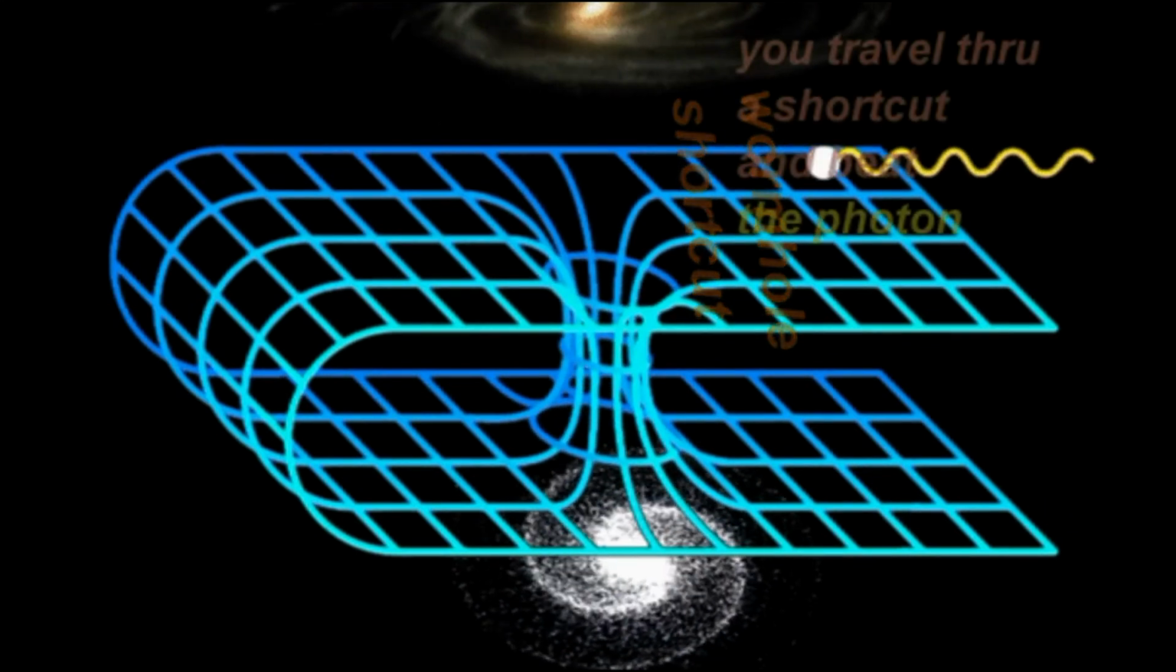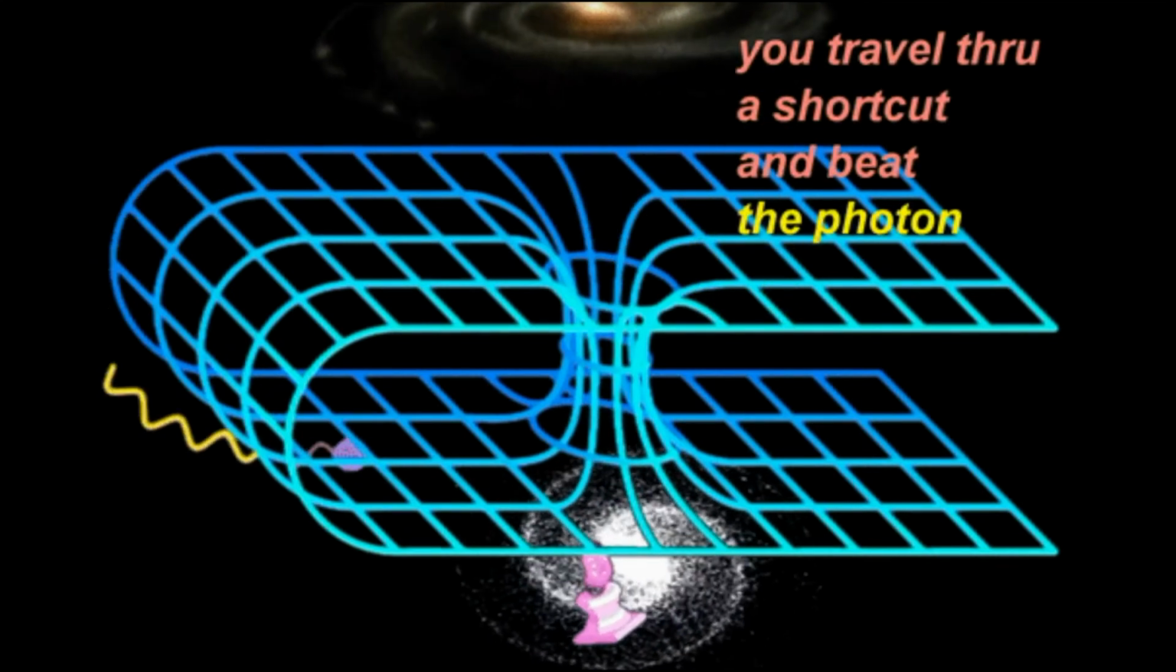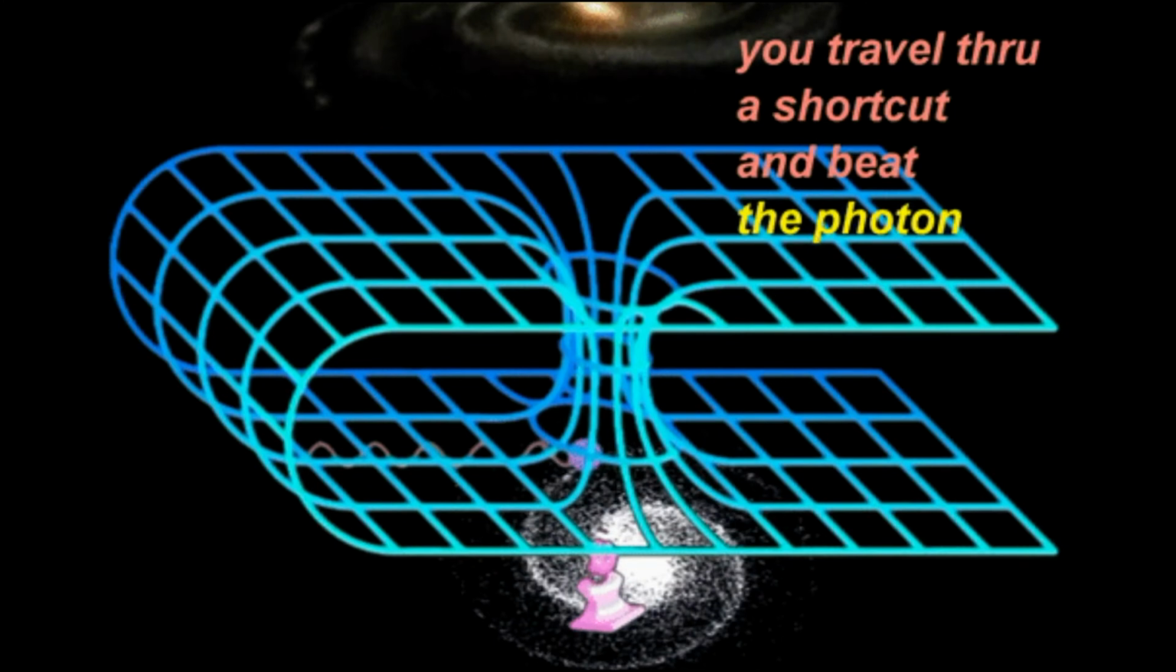So this is it. This is what they're trying to tell you. It says you travel through the shortcut and beat the photon. That's in a nutshell what these people are trying to tell you. Now, of course, you've got to bend space there. Actually, you're doing something else. And I want you to keep this in mind.